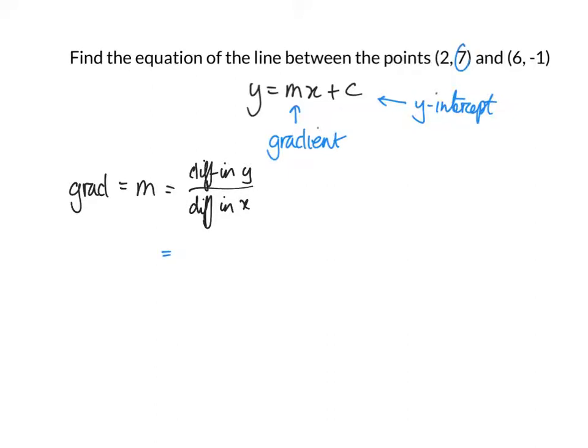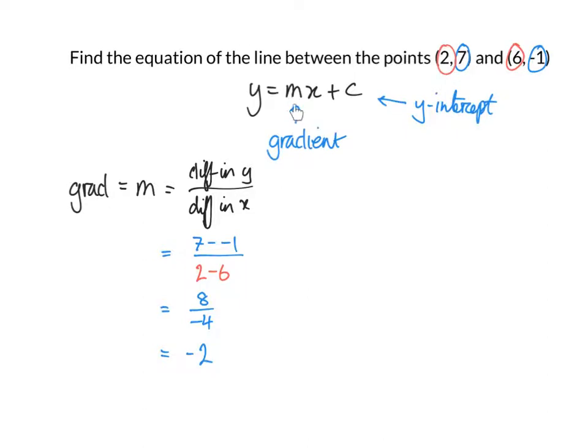The y coordinates are 7 minus -1. So 7 take away -1. Just be careful, that double negative. And the x coordinates then, we've got 2 and we've got 6. So it's 2 take away 6. Now overall, 7 minus -1 is 8. 2 minus 6 is -4. And that equals -2. So we know the gradient is -2.